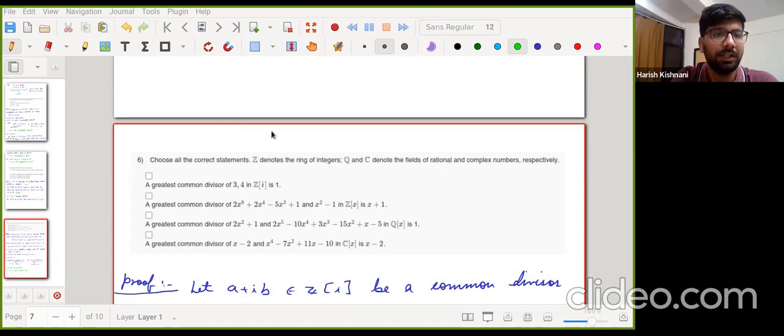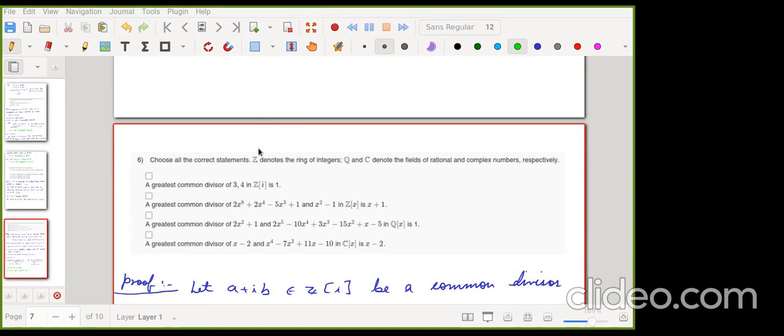B is also not correct, as I said, we cannot have an injective homomorphism from C to R. So A and C are correct. Okay, A and C are correct.